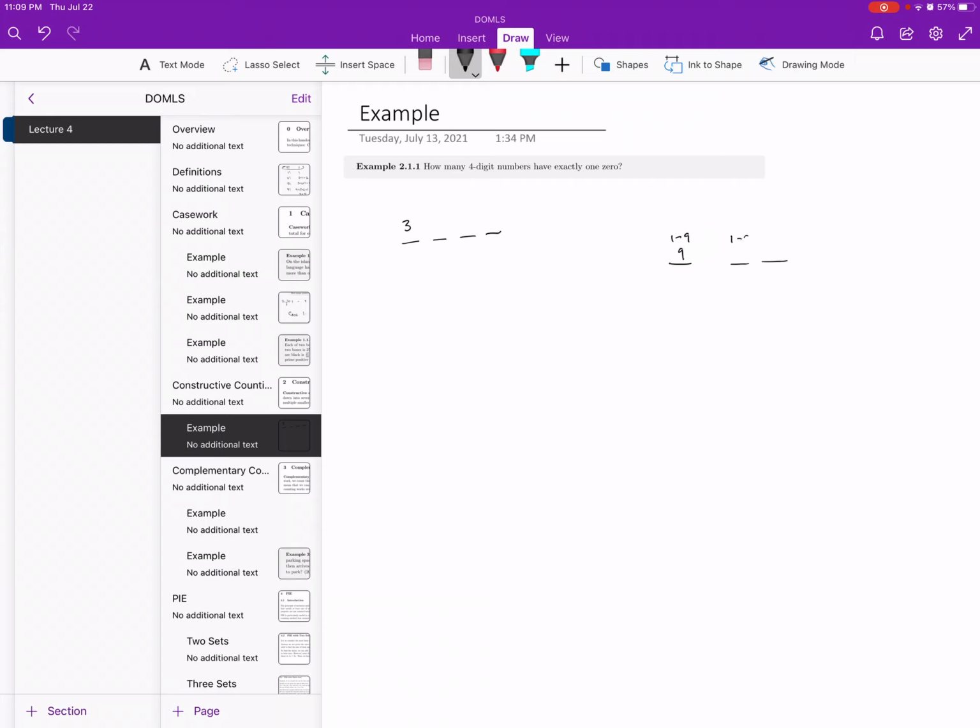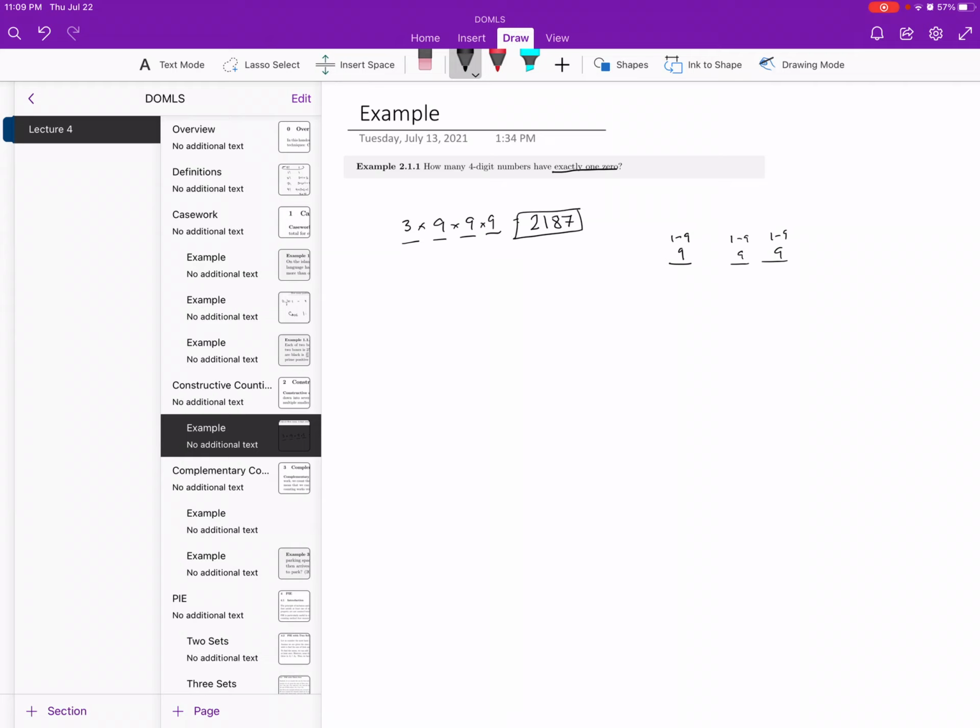The other 2 digits can also only be 1 through 9 because we want to have exactly 1 0. So there's 9 ways. So 3, 9, 9, 9, using our multiplication principle, we can multiply everything together. 3 times 9 times 9 times 9 is 3 times 729, which is 2,187.